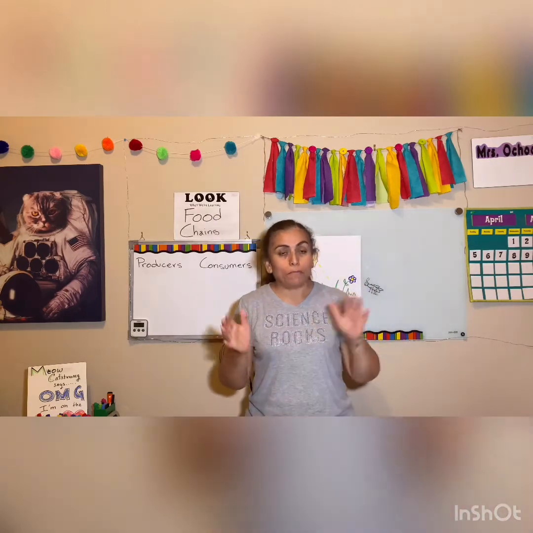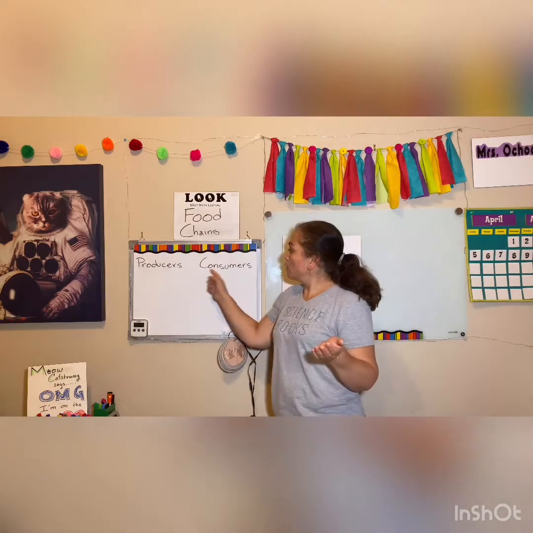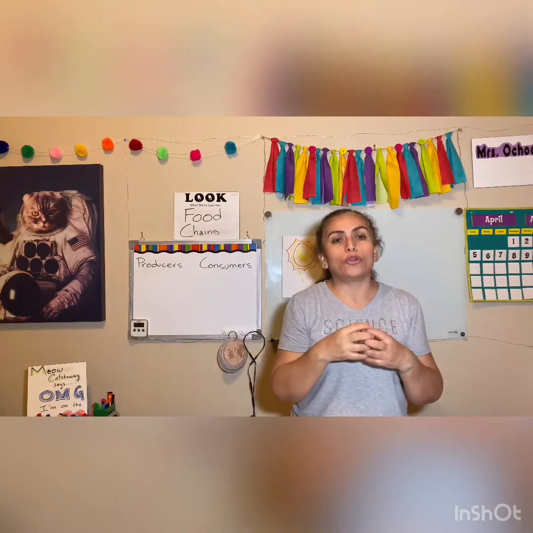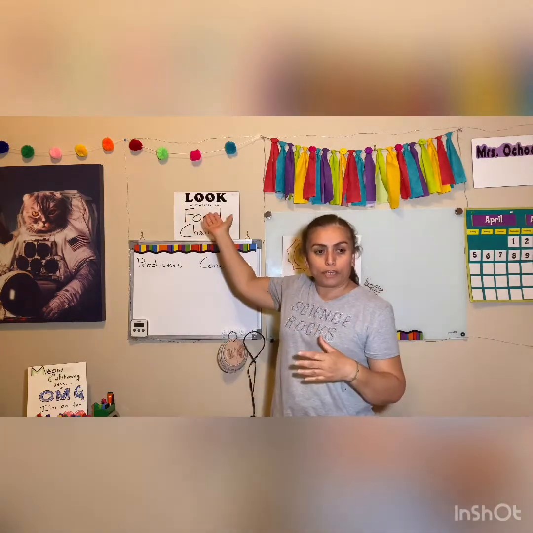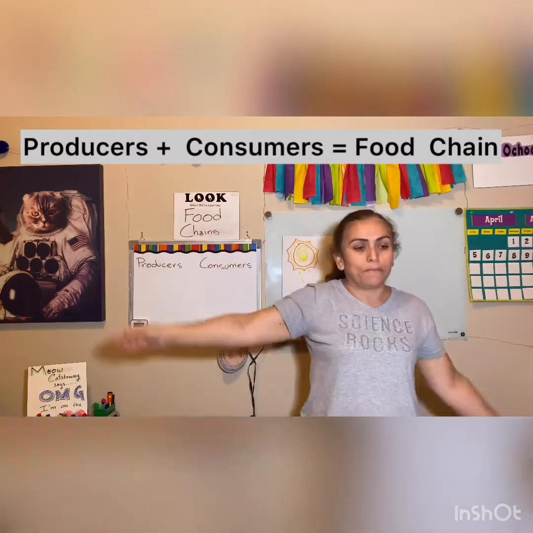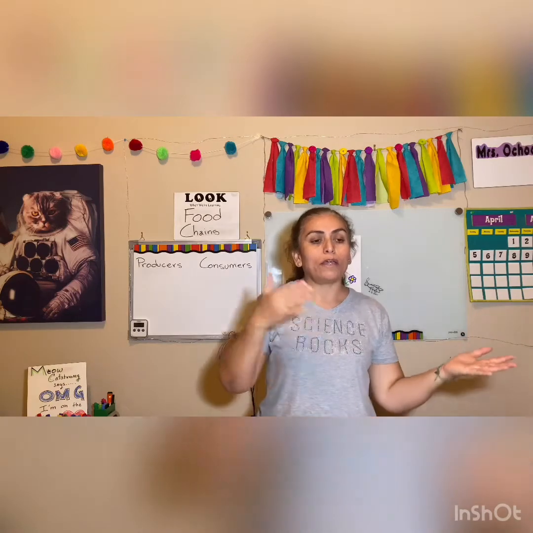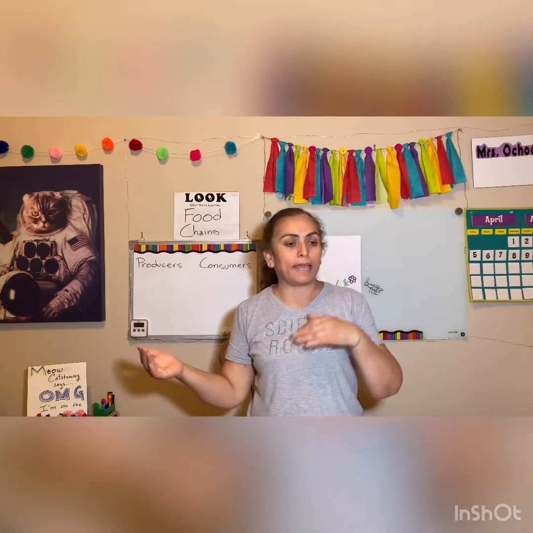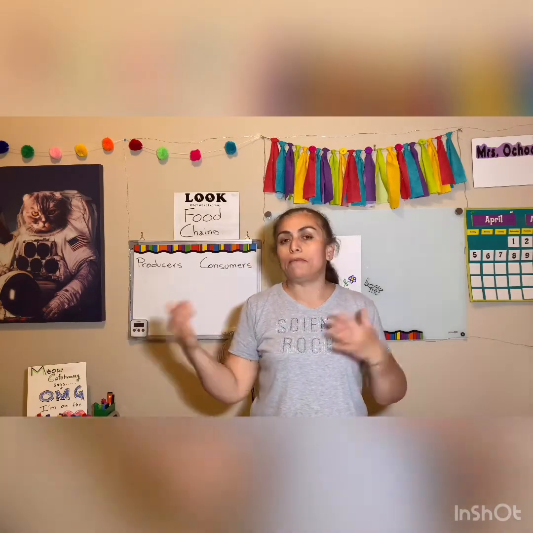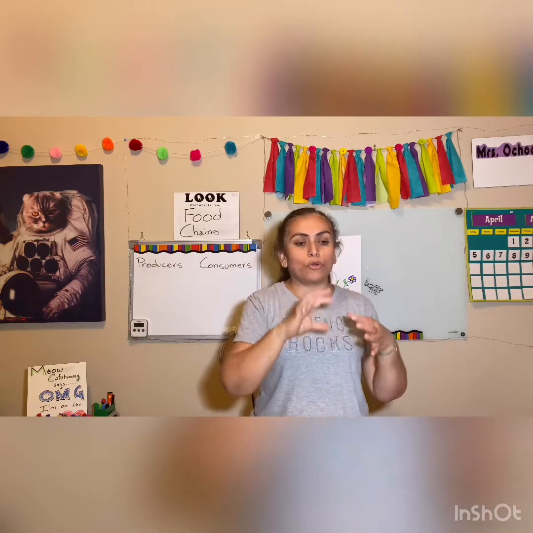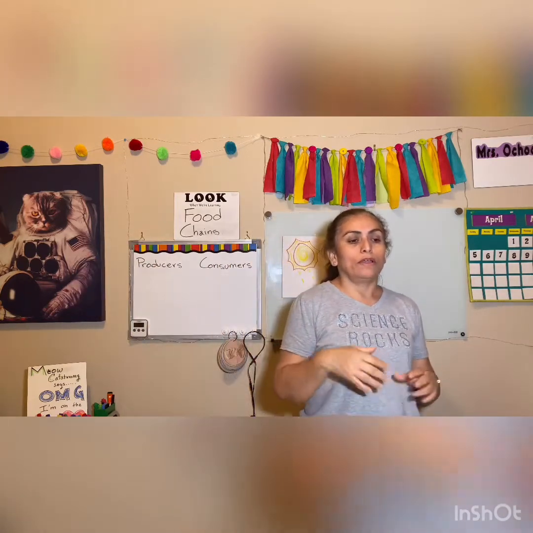So together, producers and consumers, when we put them together, we're going to create what is called a food chain. So what is a food chain? A food chain is an order of how living things eat and get energy from other living things. So they go eating, linking themselves to other living things to create this chain. So plants and animals rely on each other for food.